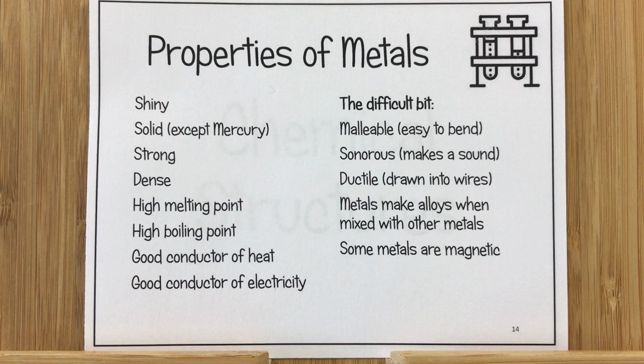They can make alloys when they're mixed with other metals or other elements, for example, carbon steel. And some metals are magnetic.